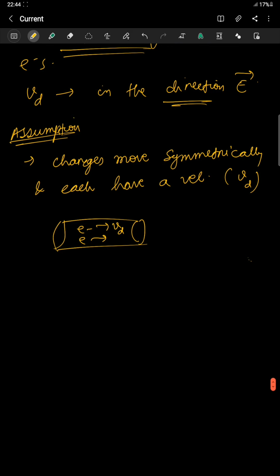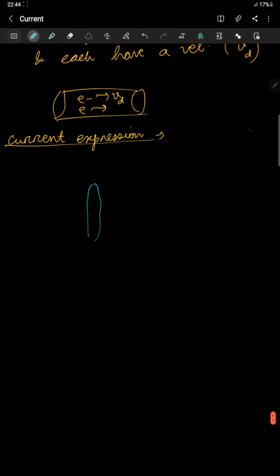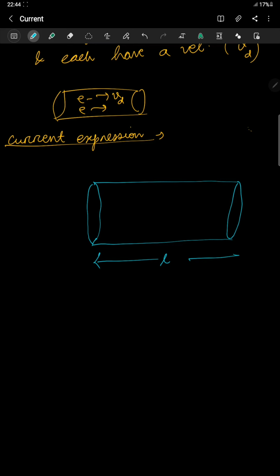Now we have to find your current expression. For this, again we have to consider a conductor. The conductor is of length L, and the electric field is there, E equals V by L. I have not shown that it is connected to a battery, but it is well understood that the conductor is connected to a battery, which provides a potential V here.